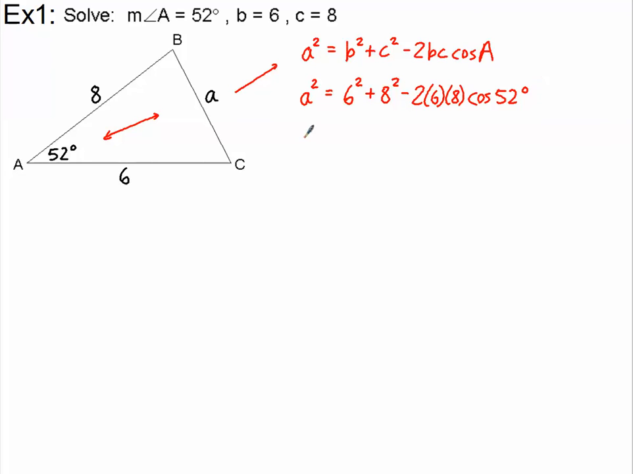I'm going to do a little bit more by hand just to show you something that you cannot do. 6 squared, of course, is 36. 8 squared is 64. 2 times 6 is 12. 12 times 8 is 96. So this is negative 96 cosine of 52 degrees.